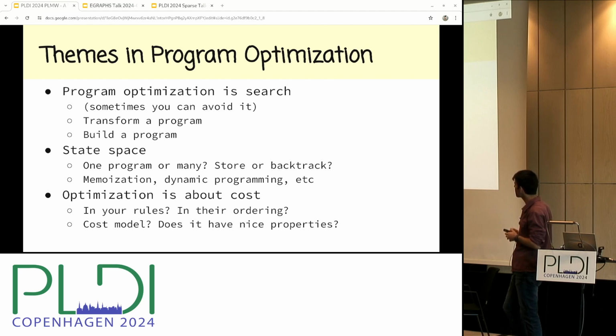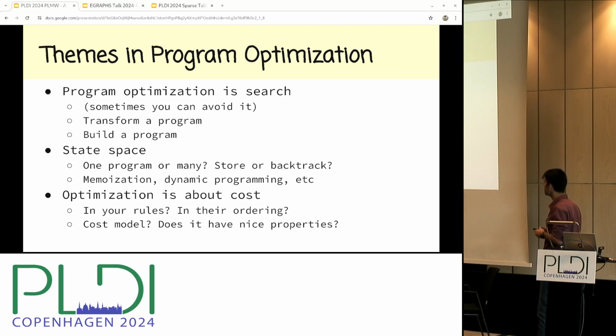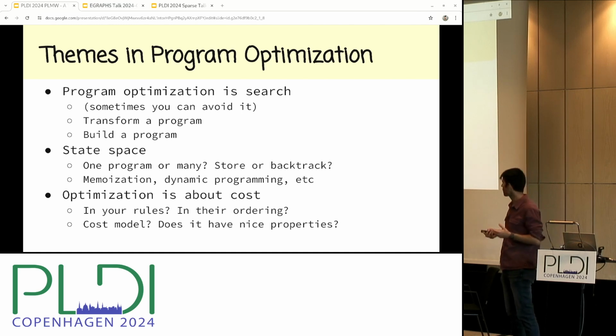And again, the questions that you have to answer along the way can really result in vastly different looking algorithms. Are you going to only consider one program at a time or many? Are you going to store these programs over space or over time? Are you going to have a set of programs like in an eGraph? Or are you going to have a backtracking search that maybe rewrites in this direction and then rewrites in that direction?